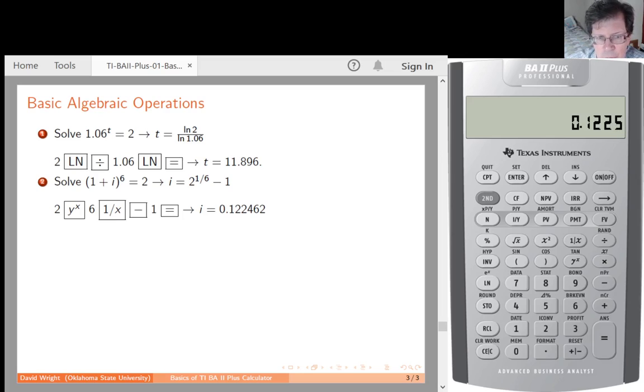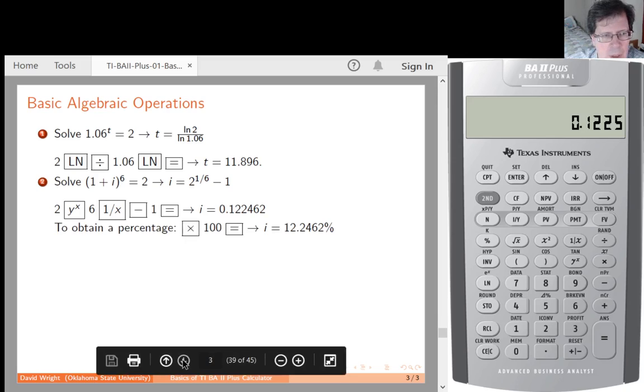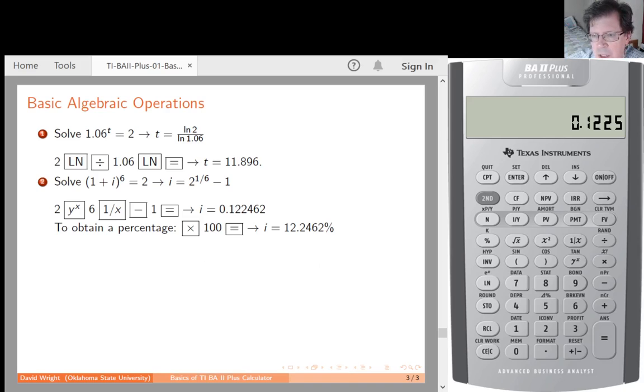0.1225, which is 6 decimals, is 0.122462. And so I know that my interest rate to double my money in 6 years is 12.24%. Okay, let's do another one. If I wanted to make that a percentage, you actually have to multiply it by 100. There you go, 12.25%.